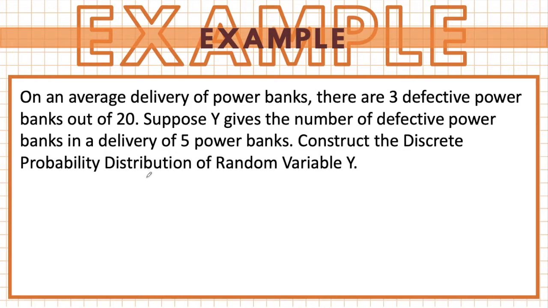On an average delivery of power banks, there are 3 defective power banks out of 20. Suppose y gives the number of defective power banks in a delivery of 5 power banks. Construct the discrete probability distribution of random variable y. So, ang random variable y natin will be the number of defective power banks.